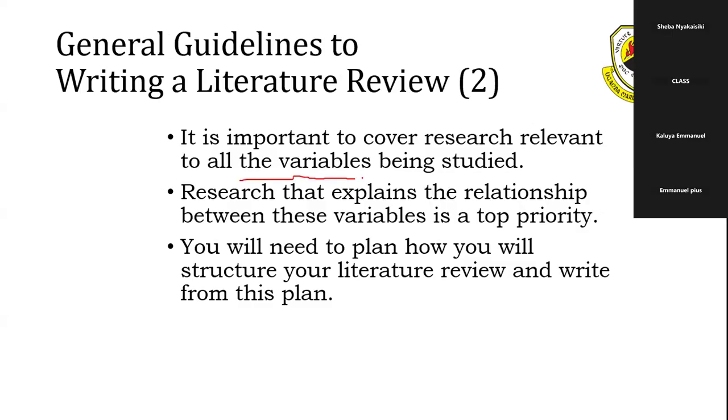Look at the variables that you are focusing on. So, for example, if we go back to the Twitter question, you're looking at Twitter, you're looking at social media, you're looking at its effect on children as users. Those are three very specific variables that you're looking at. So begin to look for literature in those areas. When you start searching on Google Scholar, look in those specific areas. Then plan how you will structure your literature review and write from this plan.